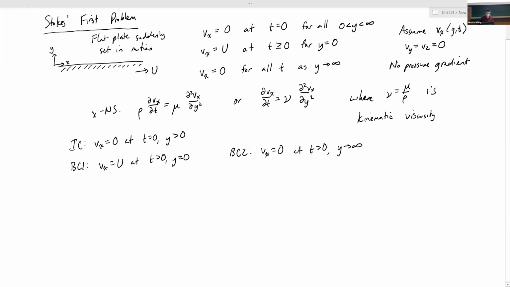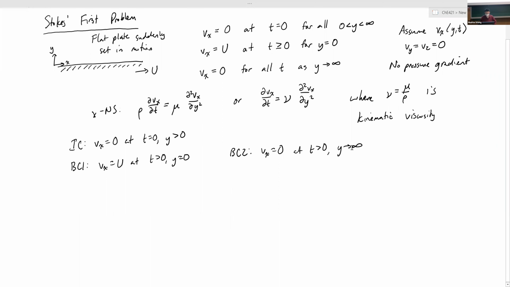Just to check really quick, again, for every derivative, we need to make sure there's one boundary condition. So here we have one derivative in time, and so we have one boundary condition defined at some time, t equals 0. Then we have two boundary conditions for y, because we have two derivatives. One of those is defined at y equals 0, another one's defined at y equals infinity.